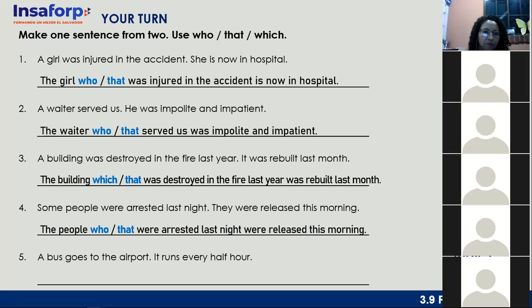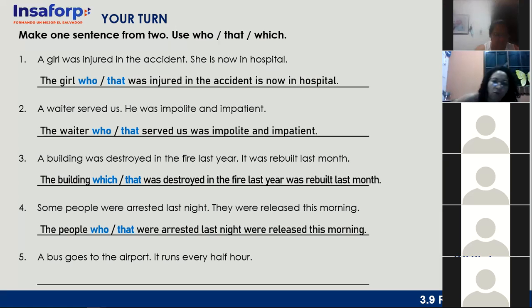No tengan miedo. Hay gente que no le conozco la voz. Okay. Zulma wanted to participate.